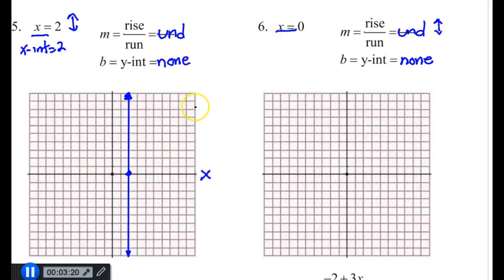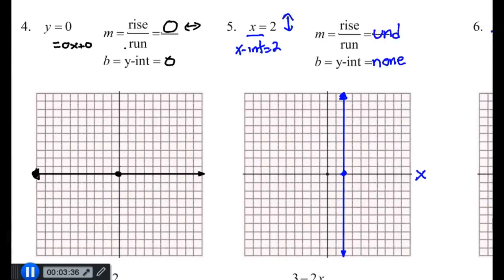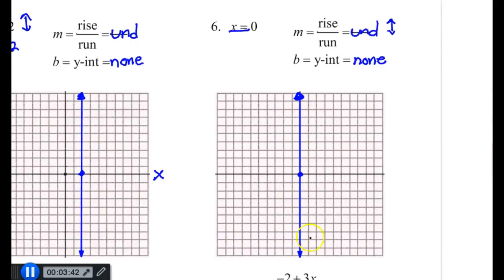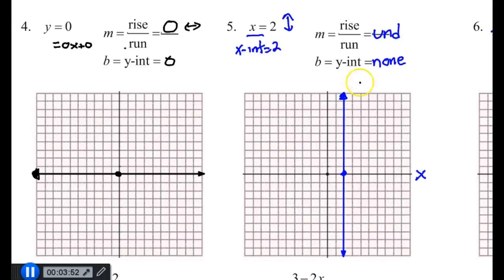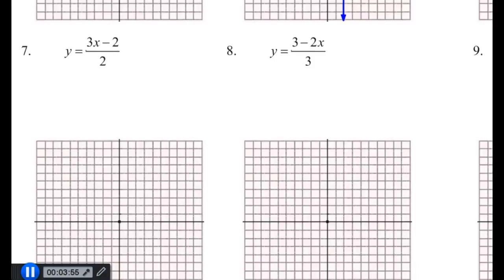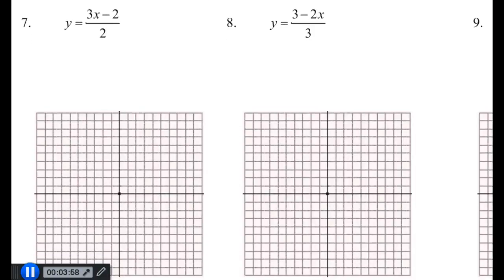Number 6 is very similar to 4, where you have a 0. So we're going to have an x-intercept of 0, and it's vertical. So we have simply the y-axis. Okay, so here we had y equals 0, a horizontal line. And here we have x equals 0 and it's a vertical line. Alright, so that's the beginning of it with all the little details. After this it goes into more of what we were doing yesterday.